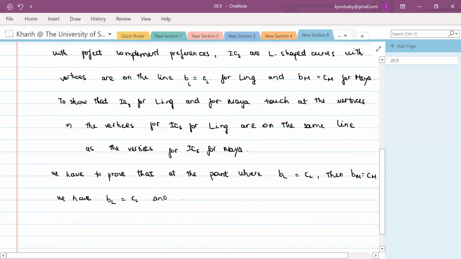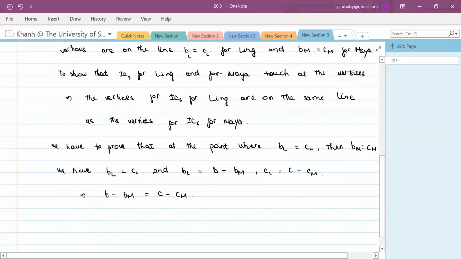and we know that BL is equal to B minus BM, because BL plus BM has to be equal to the total amount of beans available in the market, which is B. And we also know that CL is equal to C minus CM. So therefore, BL equals CL is equivalent to B minus BM being equal to C minus CM. Now, we also know that B is equal to C, because the question tells you that the total amount of beans is equal to the total amount of carrots in the economy.